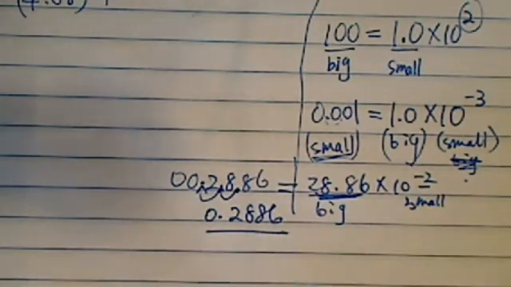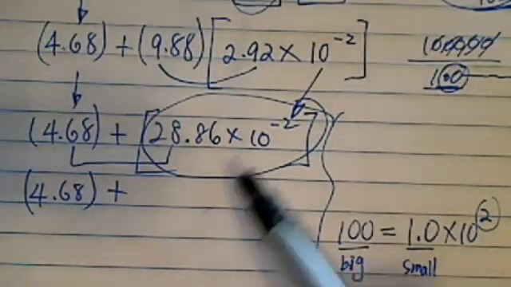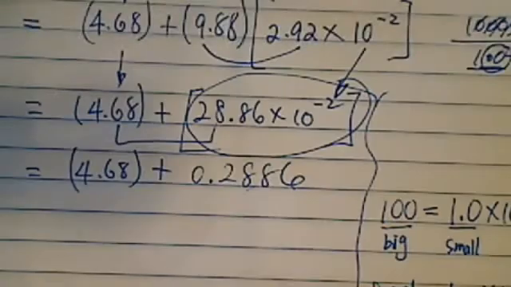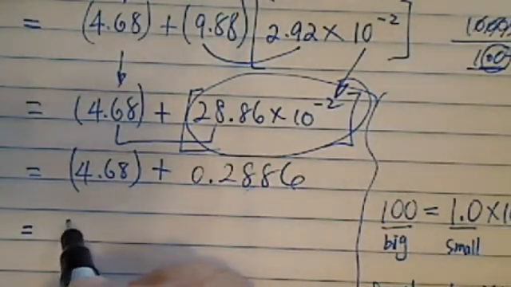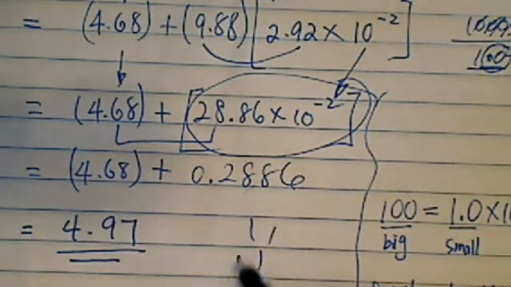0.2886. Okay, all right, so then I'm going to go back over here and write it in there. So it's 0.2886. And if you add those two together on the calculator, it comes to 4.97. So here's your answer. Have a confident day.